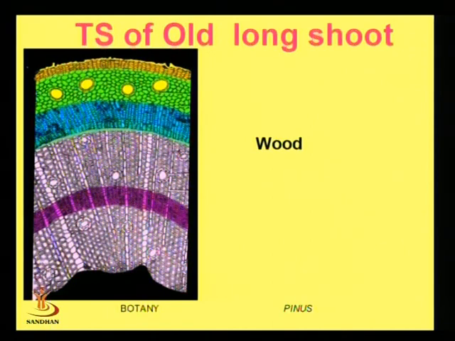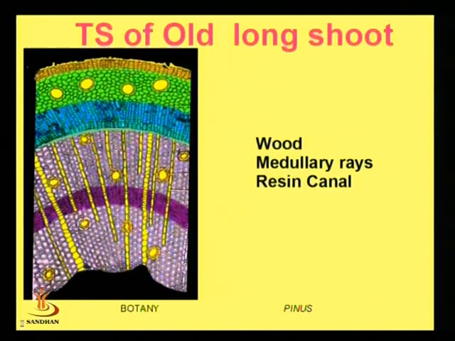Here you can see very well there is a difference in the spring wood and autumn wood. One can find it very well, a difference in terms of color. This wood is radiated by, or interrupted by, medullary rays, and resin canal is also present in the wood part.